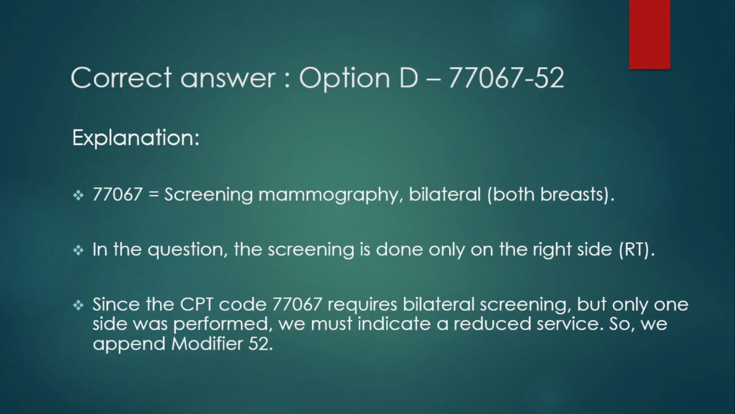The correct answer is option D, 77067 with modifier 52. The CPT code 77067 represents screening mammography, bilateral, meaning both breasts. But in this question, screening was done only on the right side. Since the CPT code requires bilateral screening but only one side was performed, we must indicate a reduced service. So we append modifier 52.